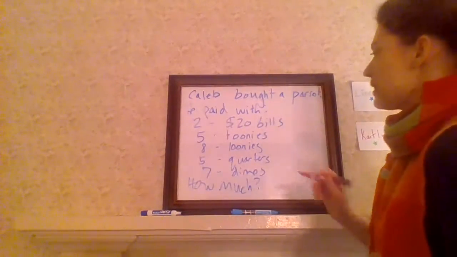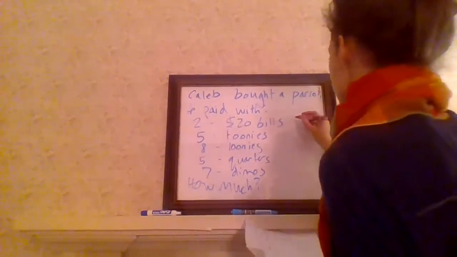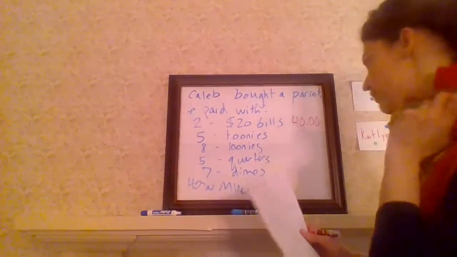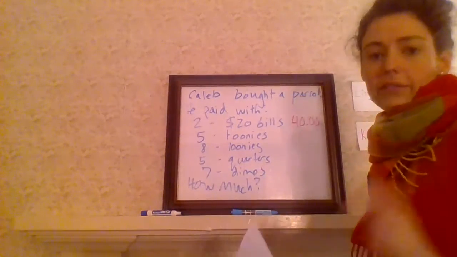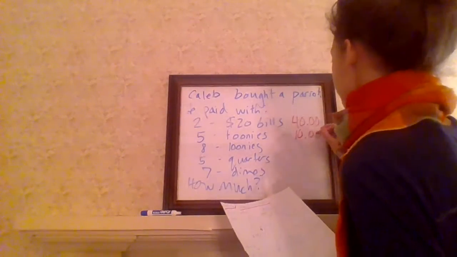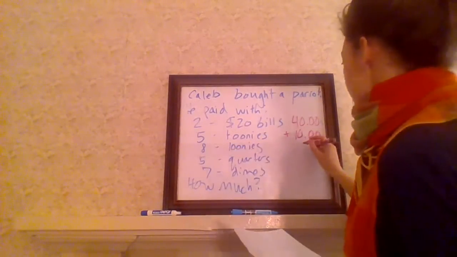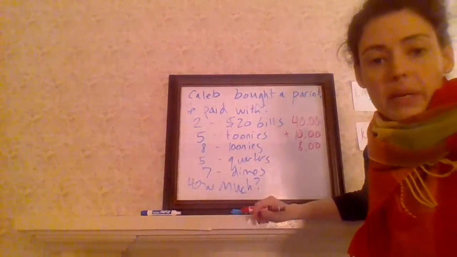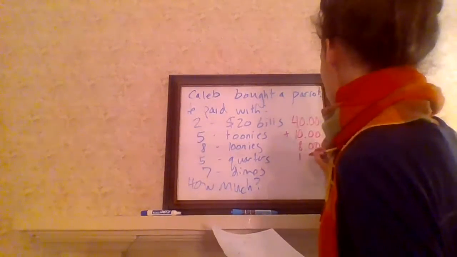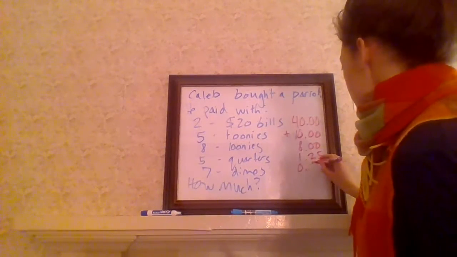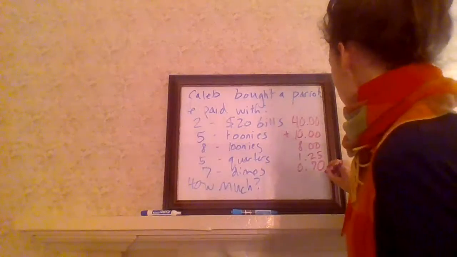So let's write this down. So 2 $20 bills. Let's add those together. We could just do that in our head. That's easy. So that's $40. Okay, and then we need to add in our 5 toonies. So what is 5 toonies? They're each $2. So 2, 4, 6, 8, 10. So we'll put in $10. And then 8 loonies. So that's $8. 5 quarters. So it takes 4 quarters to make $1, so 5 would be $1.25. And 7 dimes, that would be 70 cents. Okay, how much in total?